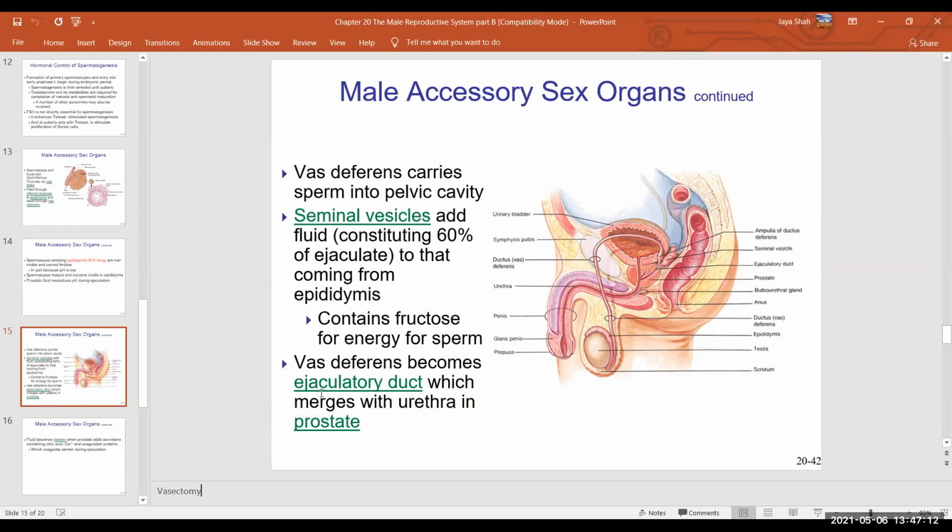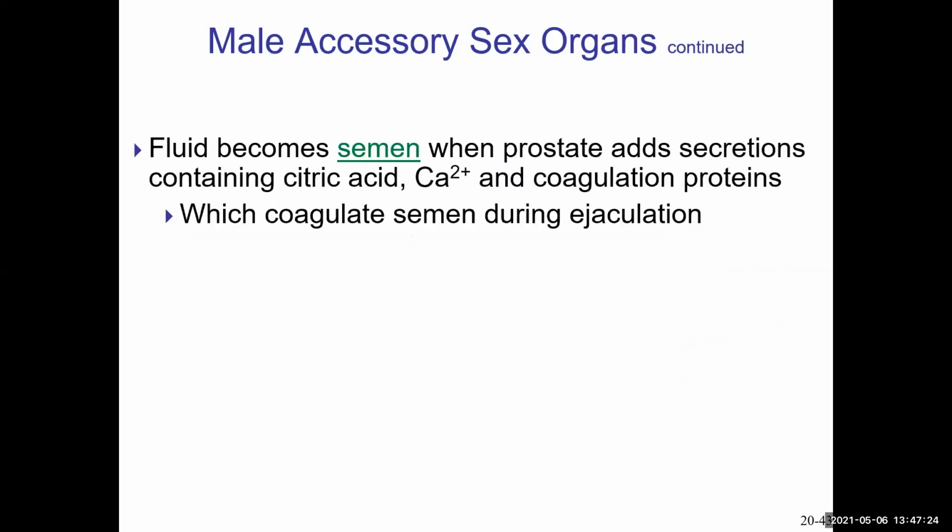Then the vas deferens becomes the ejaculatory duct, which merges with the urethra in the prostate. Now fluid becomes semen when the prostate adds secretion containing citric acid. So it contains citric acid and calcium ions, which coagulate protein. And that's why initially the semen is coagulated, which coagulates semen during the ejaculation.